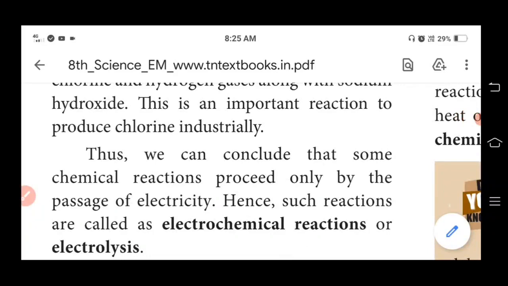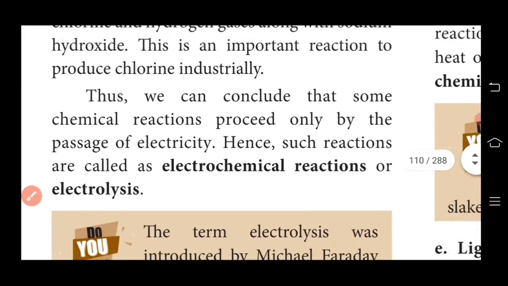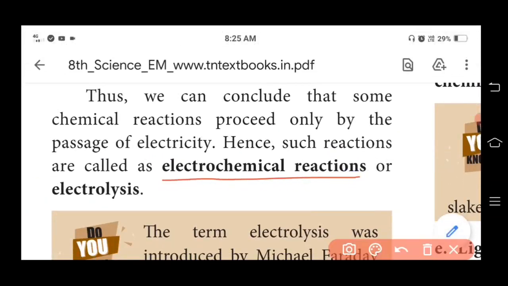Students, from the above topic we can conclude that some chemical reactions proceed only by the passage of electricity. Hence such reactions are called electrochemical reactions or electrolysis. This is an important 2-mark question. Define electrochemical reactions or electrolysis.